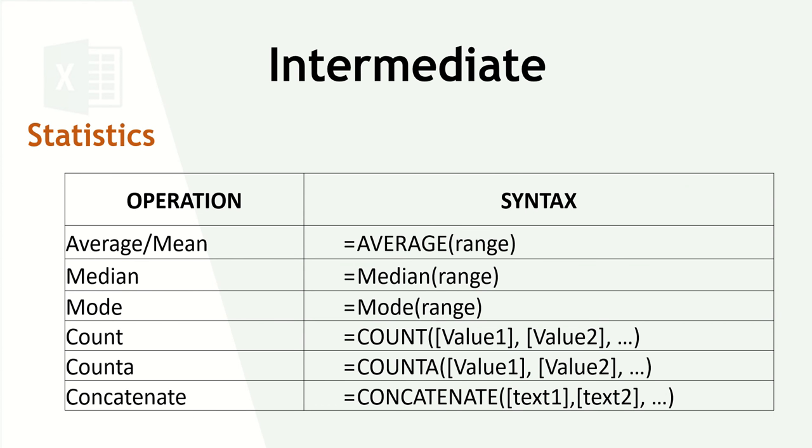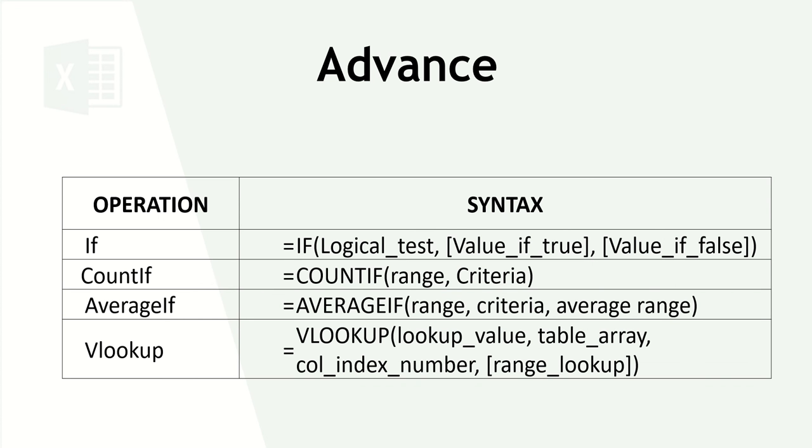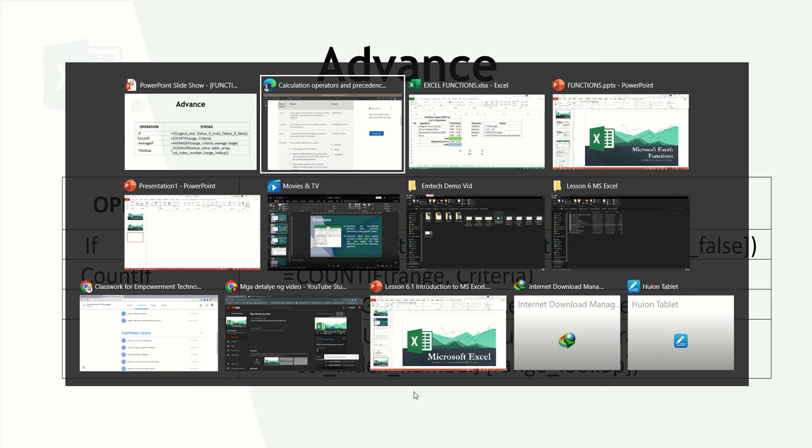some of the intermediate functions, especially these statistical functions: average, mean, median, mode, count, quanta, and concatenate. And of course, some of the advanced functions such as the IF, COUNTIF, AVERAGEIF, and VLOOKUP. So we're going to have a demonstration of these functions in our succeeding videos. For this video, let's start with the basic functions, the arithmetic functions.